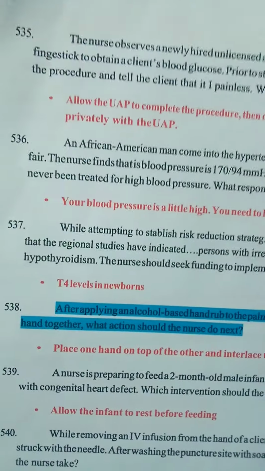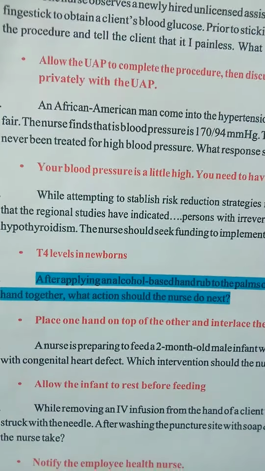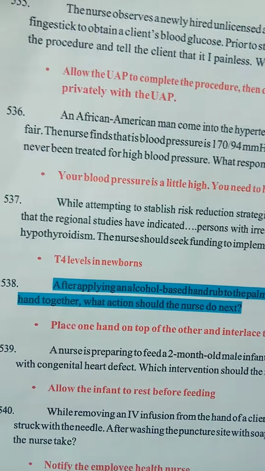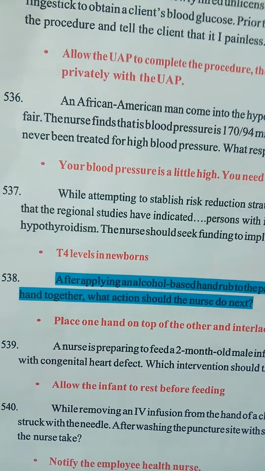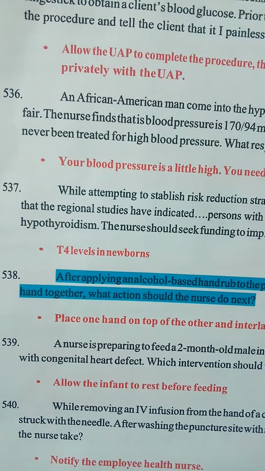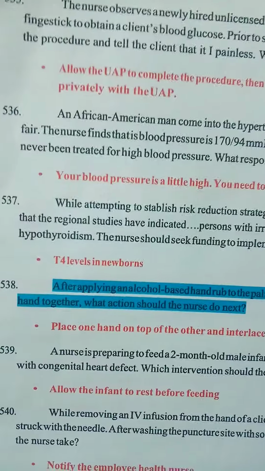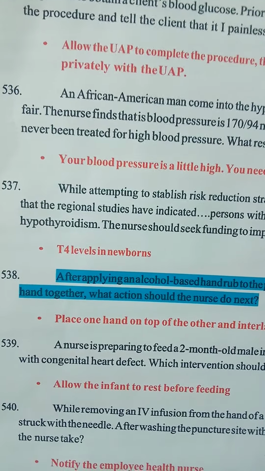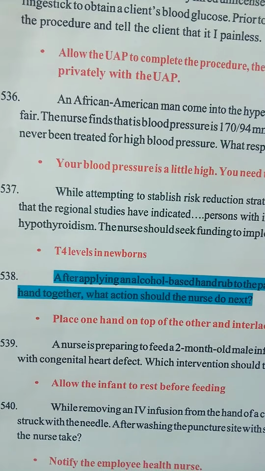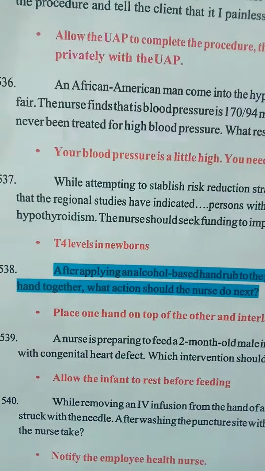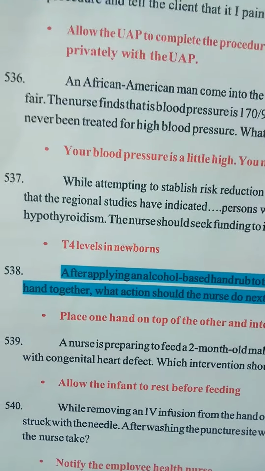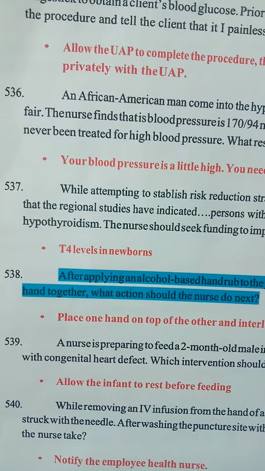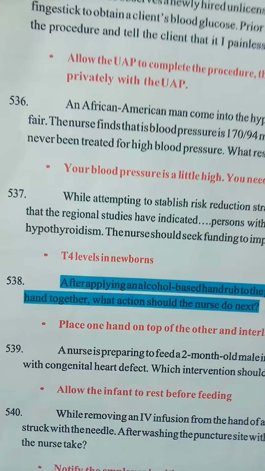The nurse observes the newly hired unlicensed assistive personnel performing a finger stick to obtain the client's blood glucose. Prior to sticking the client's finger, the UAP explains the procedure and tells the client that it is painless. What action should the nurse take? Allow the UAP to complete the procedure, then discuss the painless comment privately with the UAP.